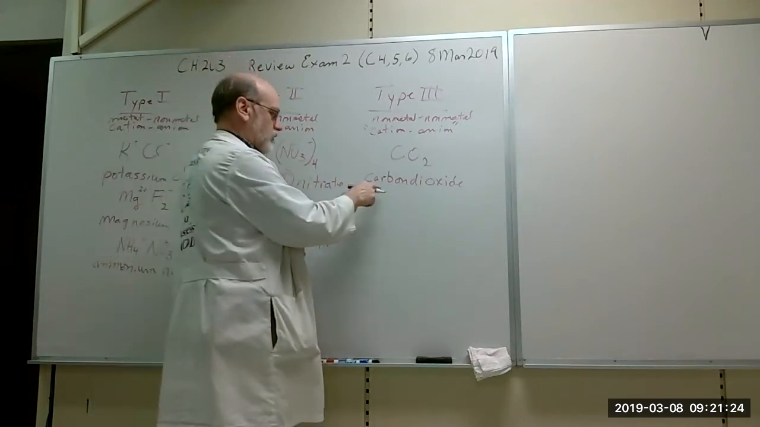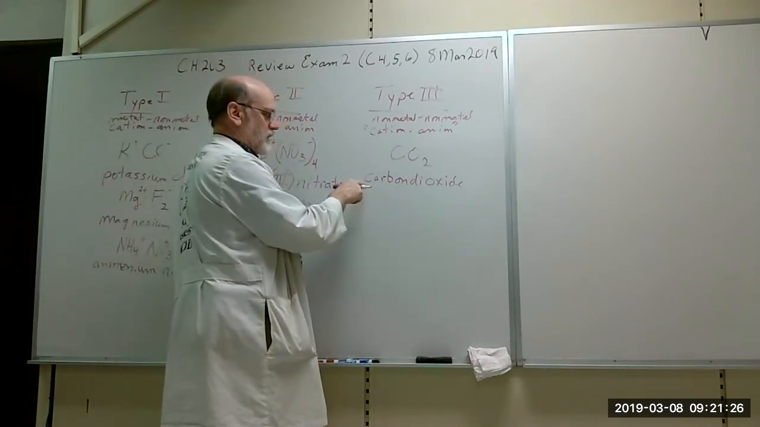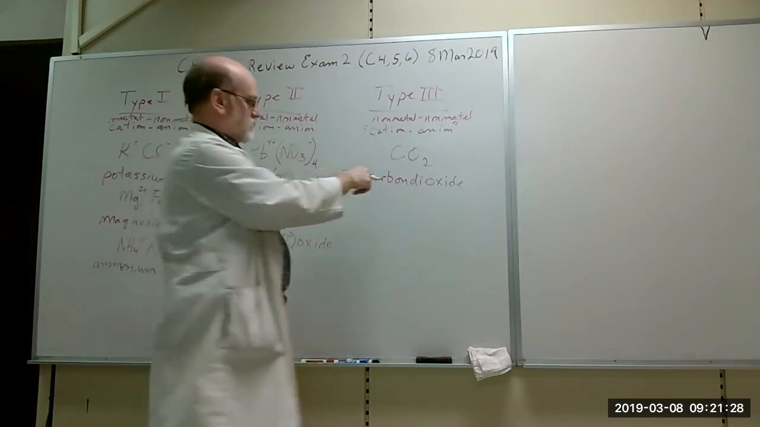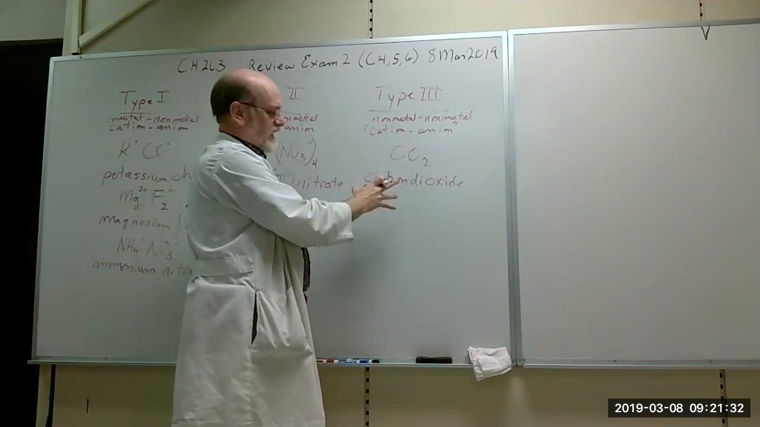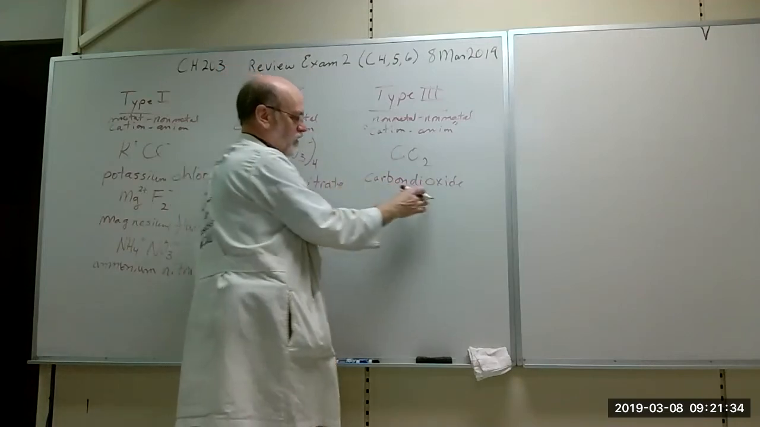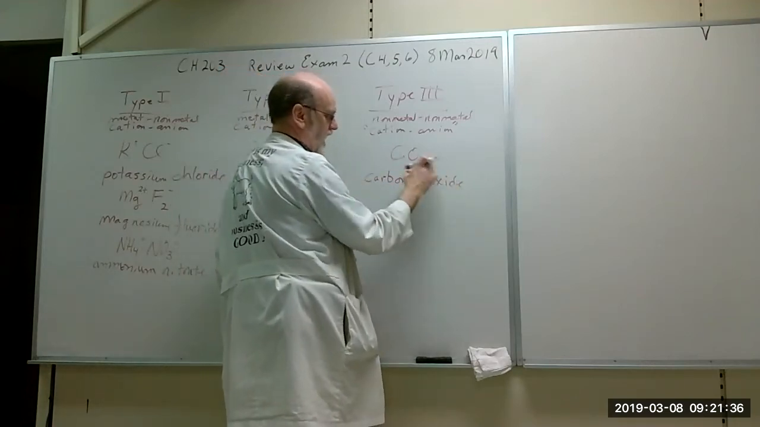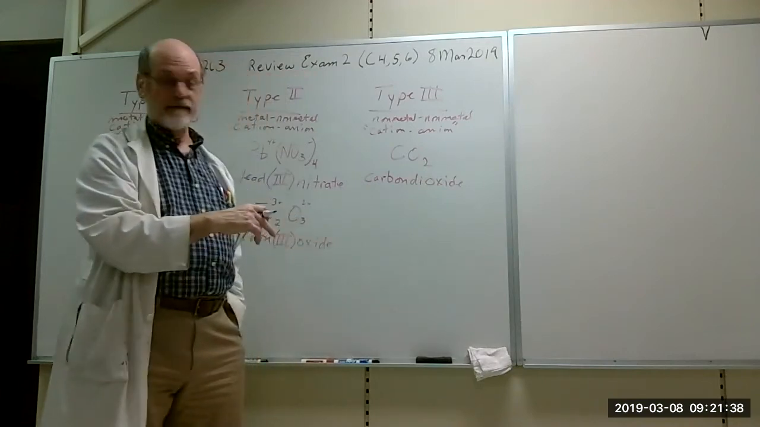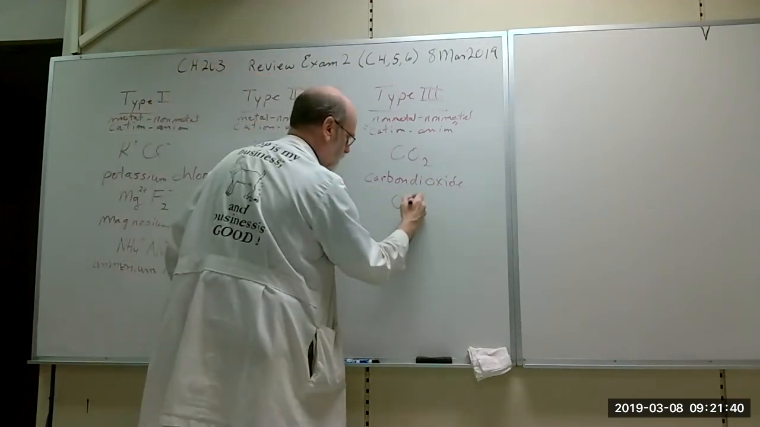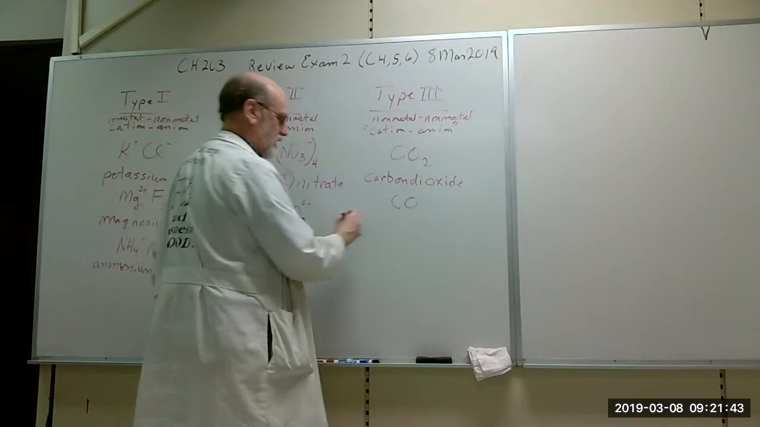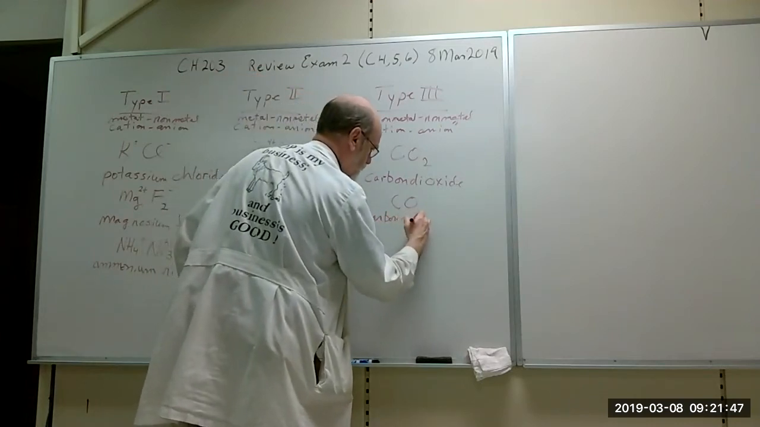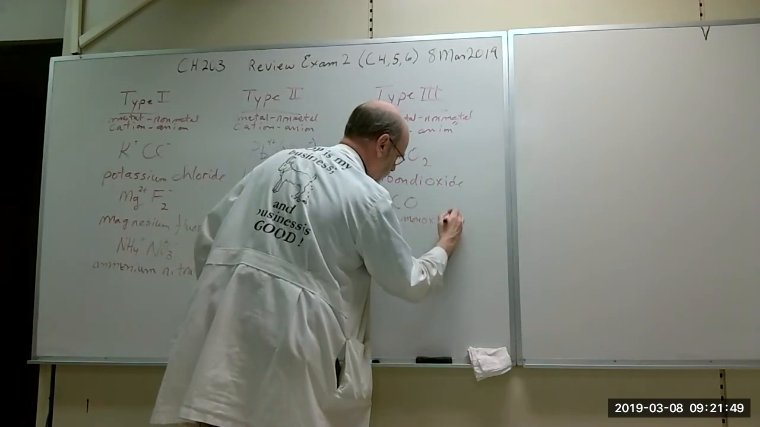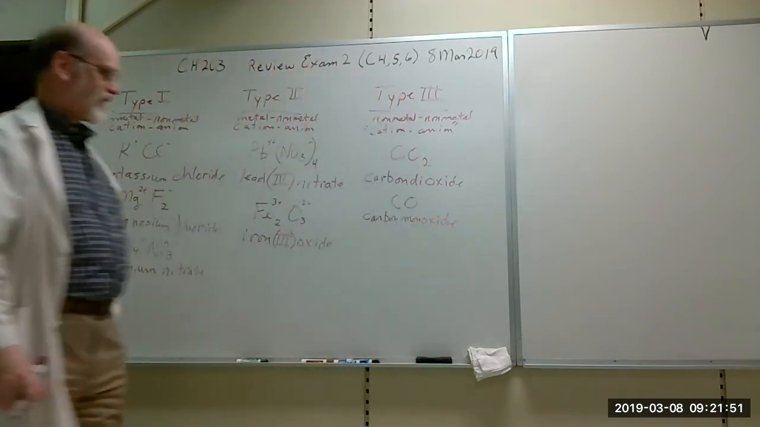We never say mono for the cation equivalent for this one. If there's only one of them, you just say the name. You only say mono if you're back here on the anion side. So if we had this compound, it would be carbon monoxide.